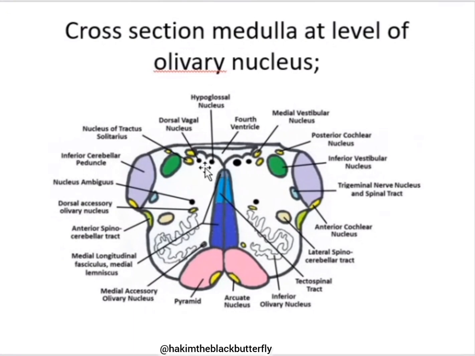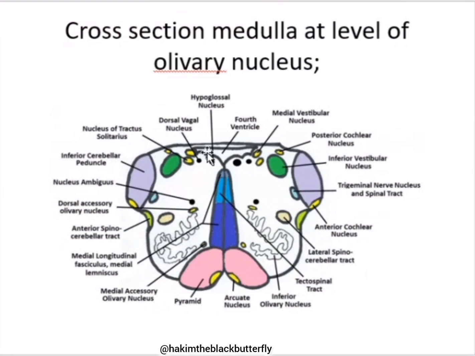Then we have the hypoglossal nerve nucleus. And mainly importantly, at the level of the olivary nucleus, when you make a cross section through the medulla oblongata, then you will see our fourth ventricle. Our next lecture is on the ventricular system.